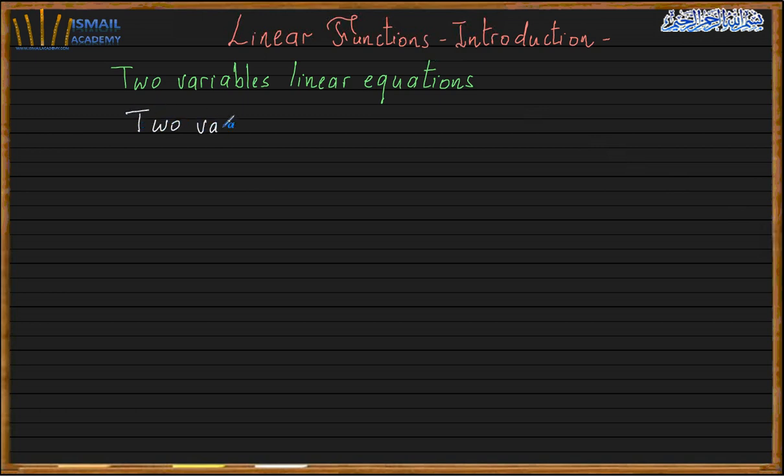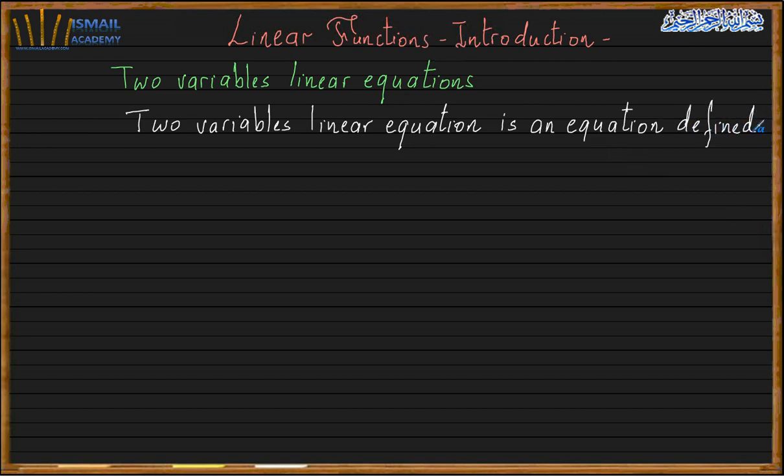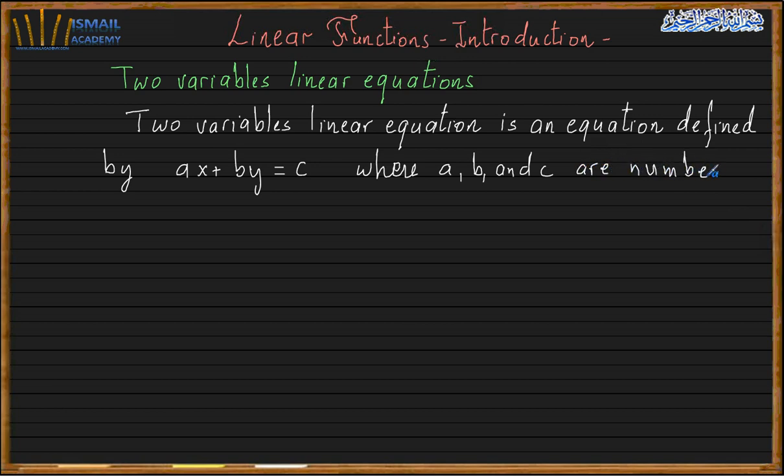A two variable linear equation is an equation, which means it has the property of an equation, defined by ax plus by equals c, where a, b, and c are numbers and x, y are the unknowns.